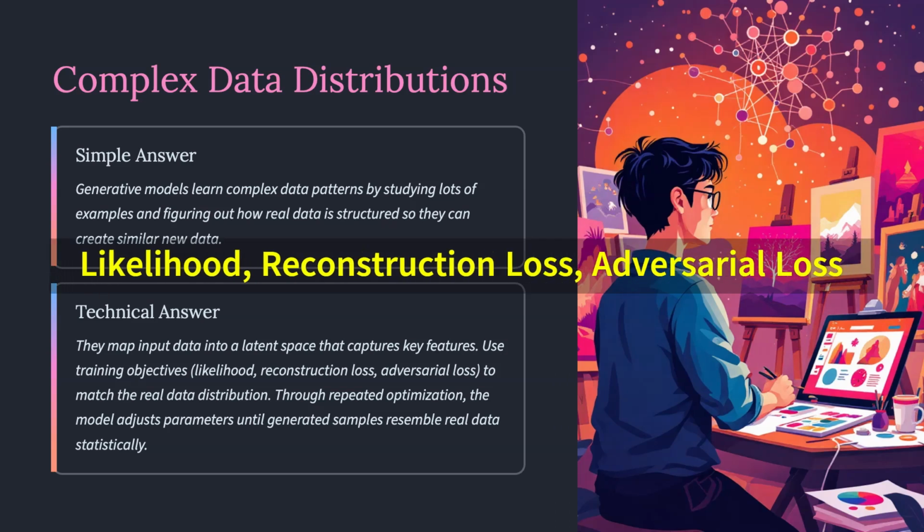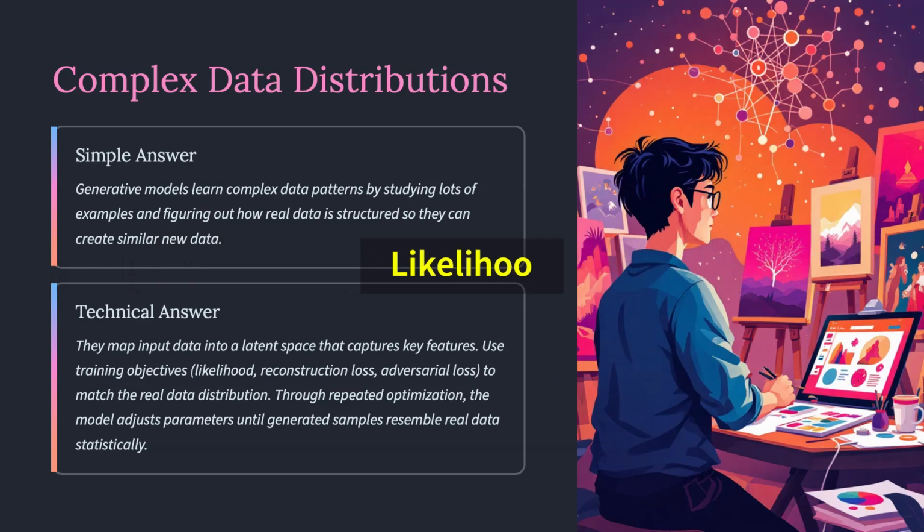Technically, they map data into a latent space that captures important features and use training objectives such as likelihood, reconstruction loss, or adversarial loss to match the true data distribution. Through repeated optimization, the model adjusts its parameters until generated outputs statistically resemble real ones.